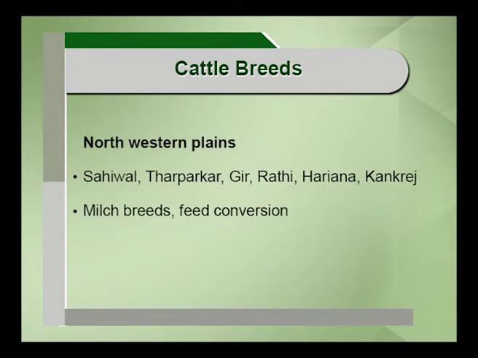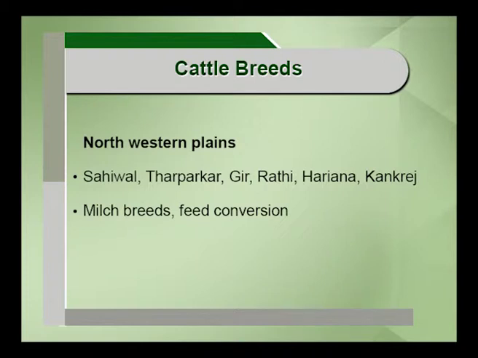There are a lot of breeds. The first and foremost is the Sahiwal. It has been in the Montgomery district of Pakistan, in that particular tract. And there is Tharparkar. Tharparkar is a very, very important breed in the northwestern plain. They are milch breeds, highly good breeds. Gir in Gujarat and Rathi.